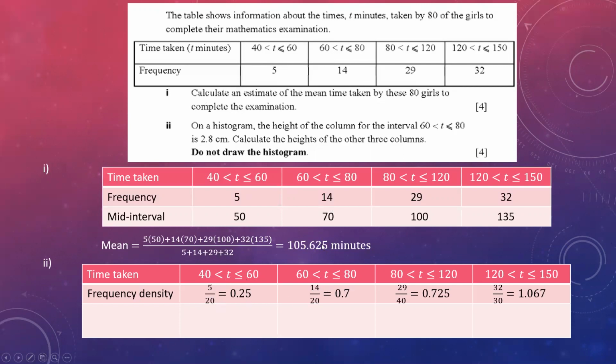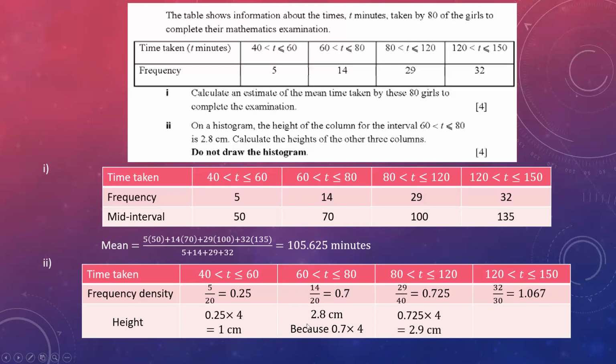And 14 will divide by 20 also, you get this. And 29 divide by 40, 40 here. So that's why you get this. And 32 will divide by 30 because the class width is 30 right here. So you get this number. Okay. But the question says that if I have 0.7, I need to draw it as 2.8 cm. That means how to get 2.8 cm from 0.7? That is because if we manage to times 0.7 with 4, I'll get 2.8 directly.